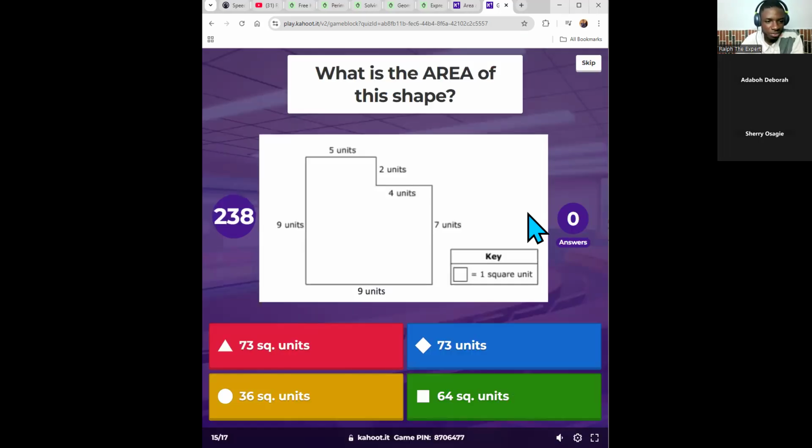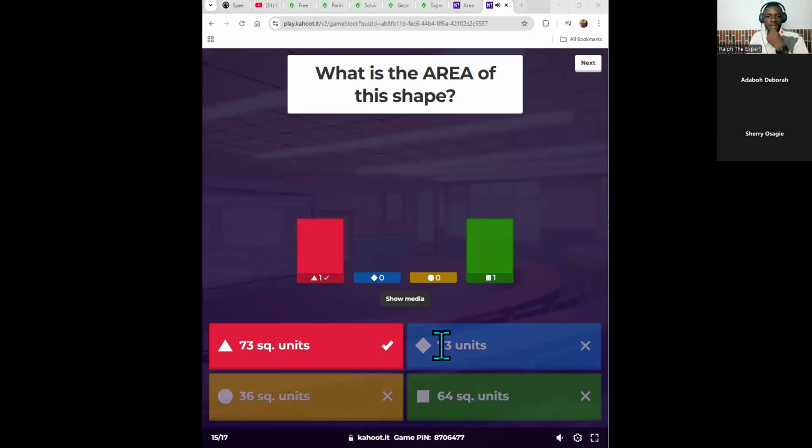Now, the area. What is the area of this shape? What is the area of this shape? No, that is area. I hope you did not pick units.